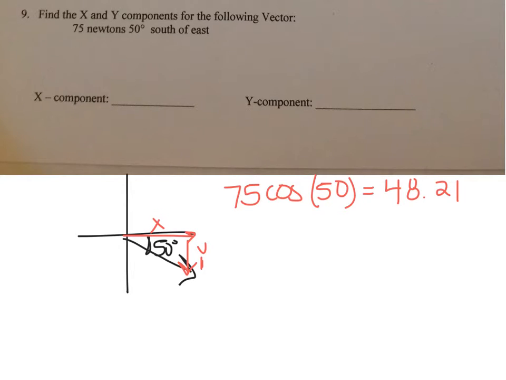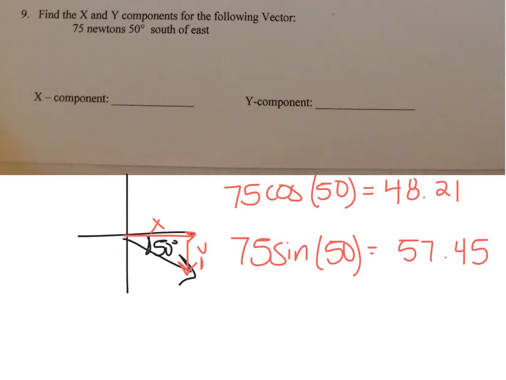Alright? For the y, it's opposite of our angle. It's not touching that 50 degrees, so we're going to use sine. So it'll be 75 sine 50. And that'll equal 57.45 when you type it in the calculator.